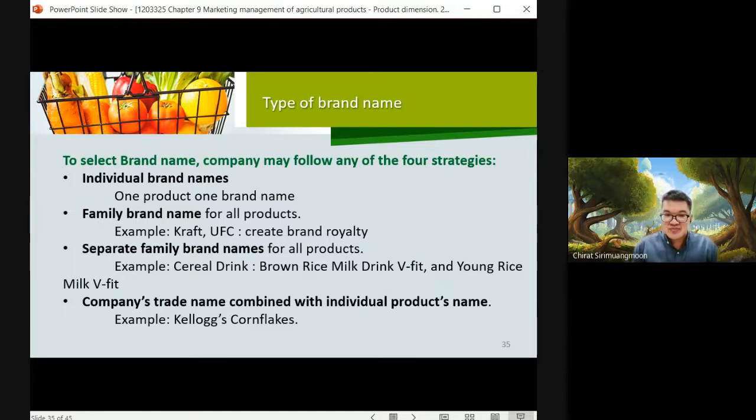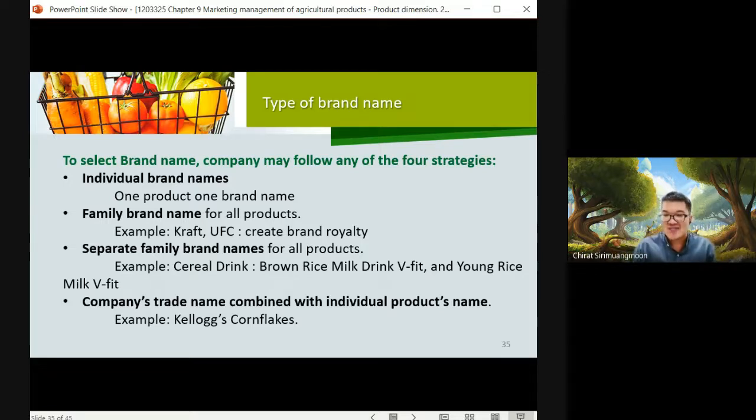But for separate, for example, in this case, we have a cereal drink, a brown rice milk drink, WeFit. WeFit is the brand, family brand. We have young rice milk, WeFit. So the brand name is just at the end of each product. In this case, you can promote different brands because they have different brand names. But for a family brand, you can promote just one brand because it covers all products.